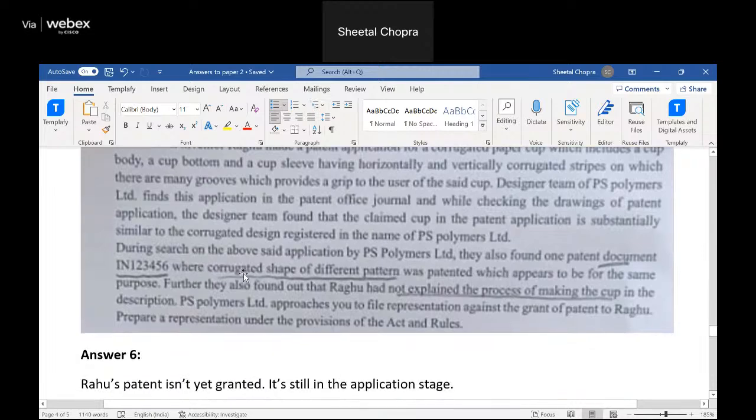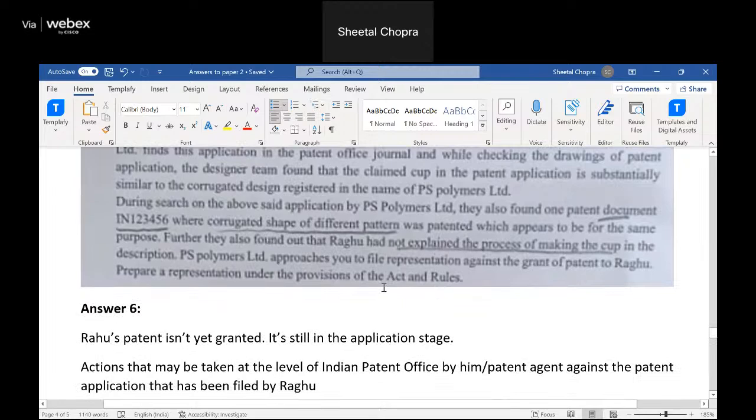Now, during the search on the above said application, PS Polymer also found one patent document, IN 123456, where a corrugated shape of a different pattern was patented, which appears to be for the same purpose. Further, they also found that Raghu had not explained the process of making the cup in the description. So PS Polymer Limited approaches you to file a representation against the grant of the patent to Raghu. Prepare a representation under the provisions of the Act and the rules.